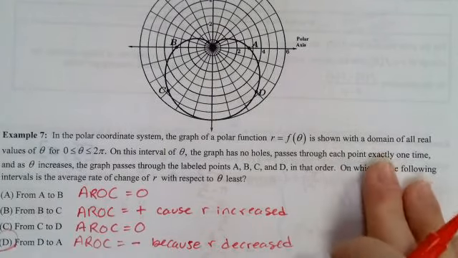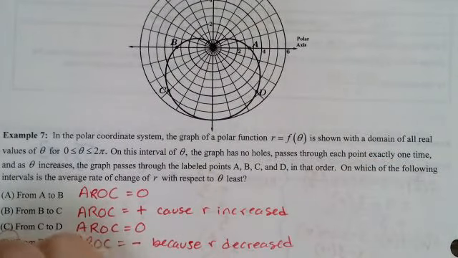All right. So because R decreased there, that has to be our answer because that's going to have the smallest rate of change. It'll be negative. Okay, let me look at the next one.